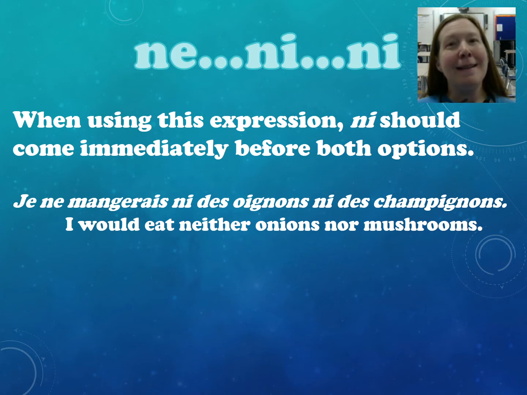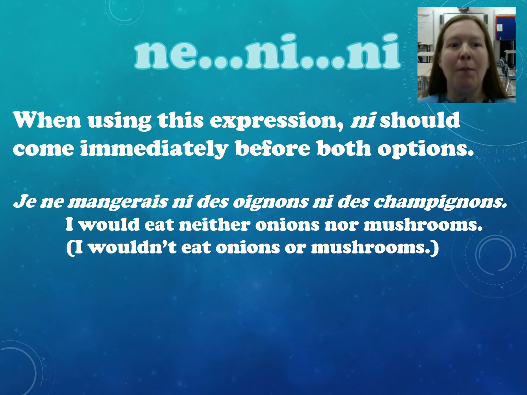Now, that is the technical English way you should say it. If it's in the negative, you should say neither nor. But really in English, we use or. I wouldn't eat onions or mushrooms. We're really not supposed to.